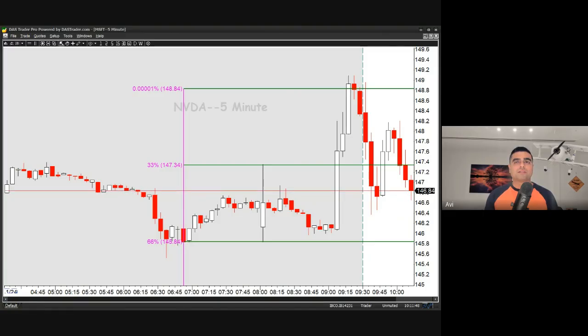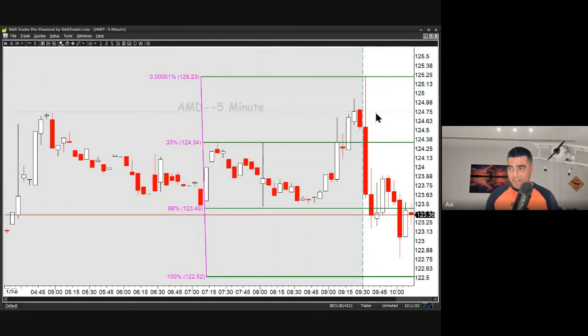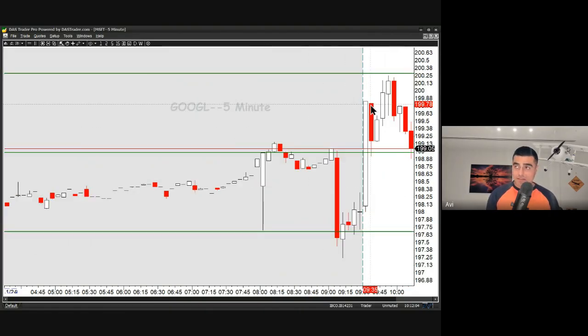And what else? Yeah, AMD, look at that. Another messy piece of action. Right here, there's a certain type of consolidation, and this is just wicky. And sure enough, it turned out to be a false breakout.